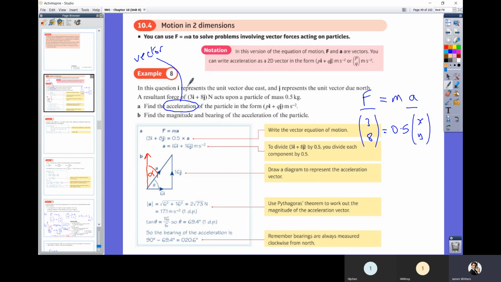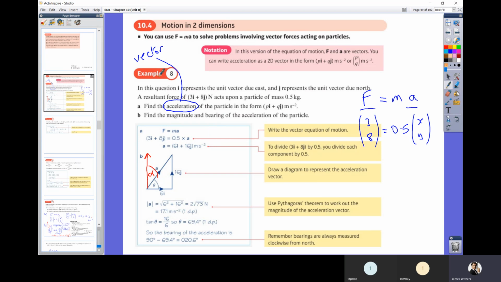So this is pretty straightforward. All we're doing here is applying F equals ma, but in two dimensions, in a sort of vector format. So force and acceleration are both vectors. They've both got size and direction. I prefer the column format; I think it's easier to see. If they give you the force being (3, 8) and the mass being 0.5, then by definition the acceleration must be (6, 16), because you're literally just multiplying across.